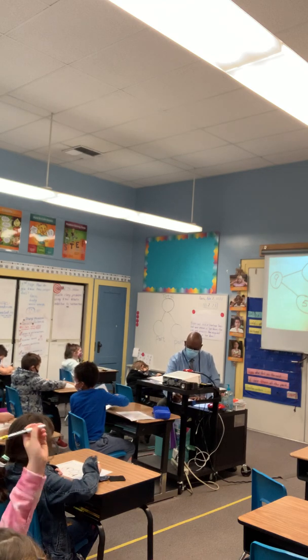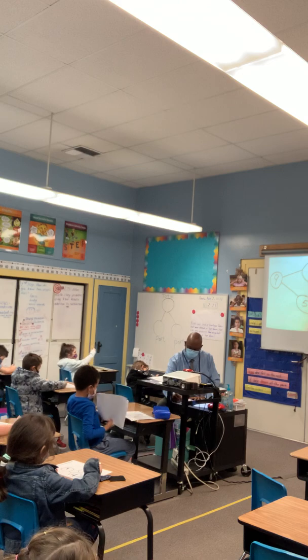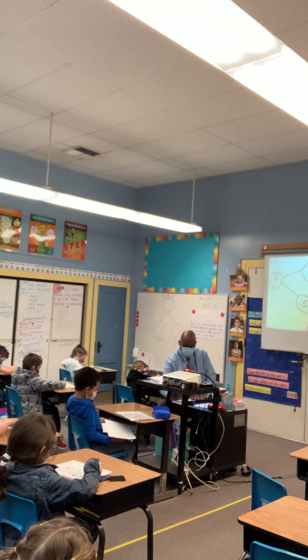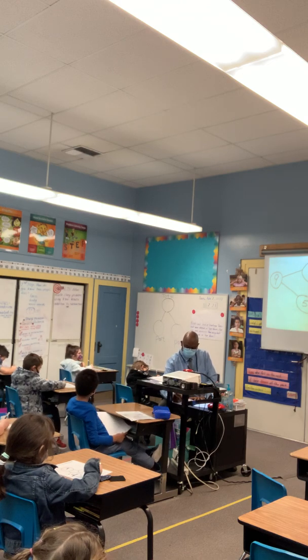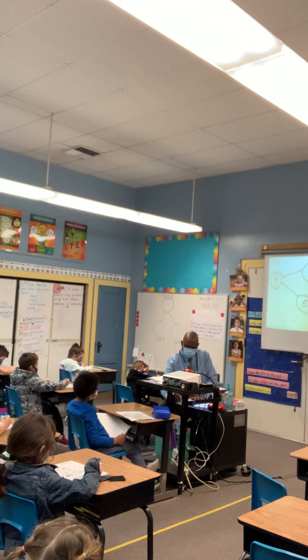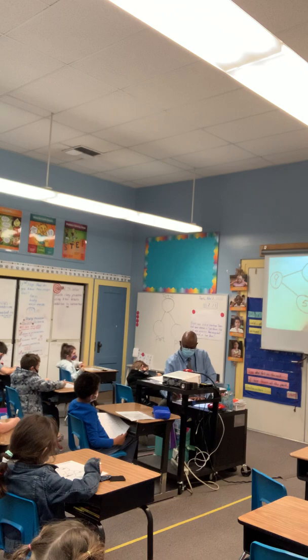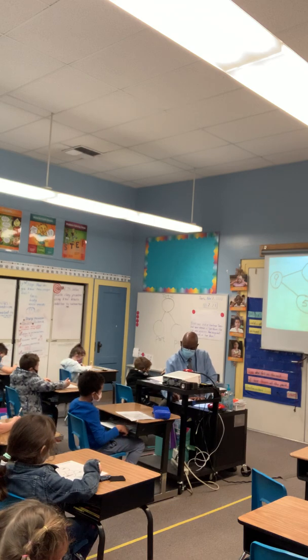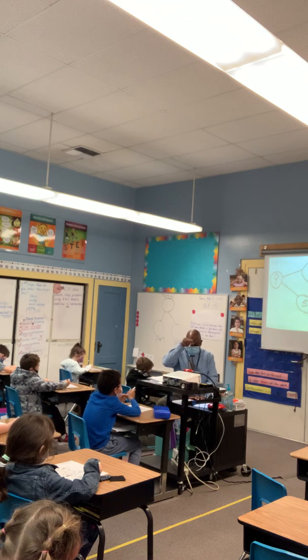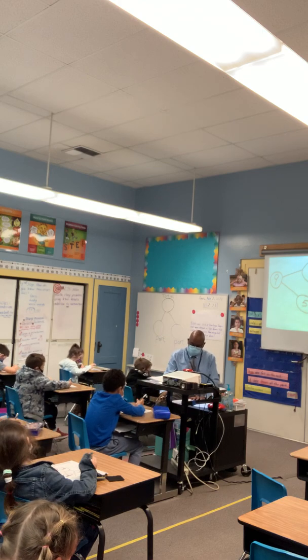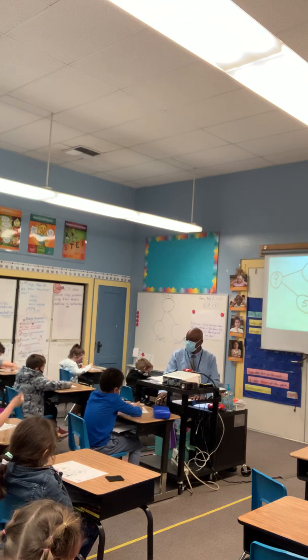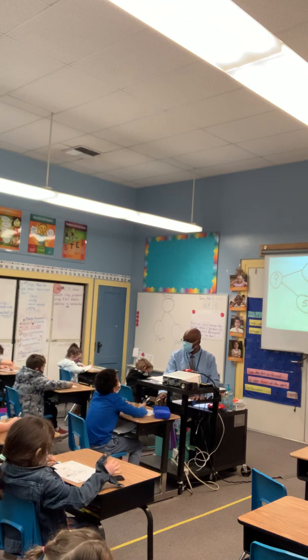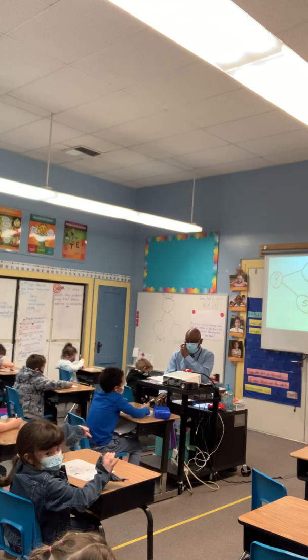So we have a total of 9. 1, make my circle bigger. 2, 3, 4, 5, 6, 7, 8, 9. Okay, so we have 9, and we know that 5 of them were princesses. Is that right? And remember that from the story?